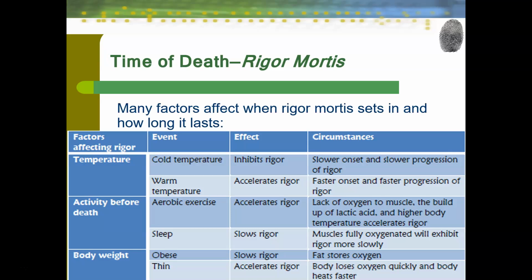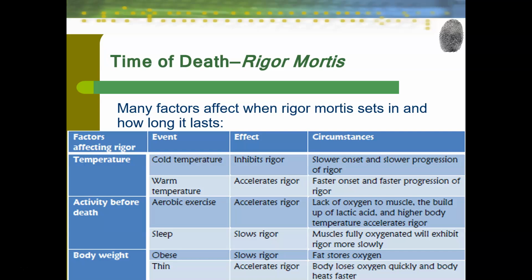So there are many factors that affect when rigor mortis sets in and how long it lasts. The three main factors that we're going to focus on are temperature, activity before death, and overall body weight. As far as temperature is concerned, cold temperature is going to inhibit rigor, meaning it is going to have a slower onset and slower progression. Meanwhile, warmer temperatures are going to accelerate rigor, so it is going to have a faster onset and a faster progression. This all has to do with how quickly the body is using up its oxygen and how quickly the calcium is getting stuck.